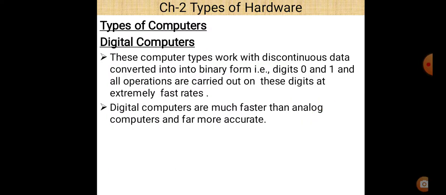Next is digital computers. Digital computers work on a discontinuous set of data, that means in the forms of 0 and 1. So digital computers are much faster than analog computers, and they are far more accurate as compared to analog computers.